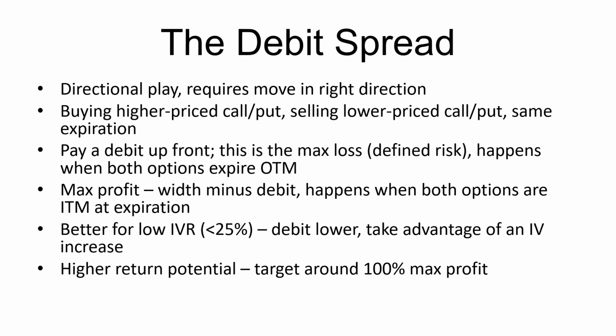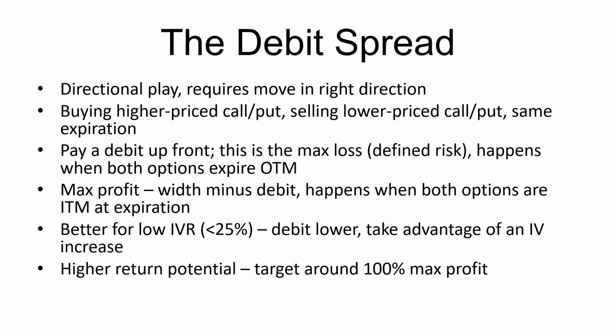And because you're buying the higher priced option and selling the lower priced option, you will pay a debit up front. And this is also the maximum loss that you can incur for this particular strategy. So it is a defined risk strategy. It's just like buying a straight call or put. What you pay is the most you can lose. The maximum loss will occur when both options expire out of the money and therefore worthless. The maximum profit, on the other hand, occurs when both options finish in the money, and the maximum profit then is represented by the width of the spread minus the debit that you pay.